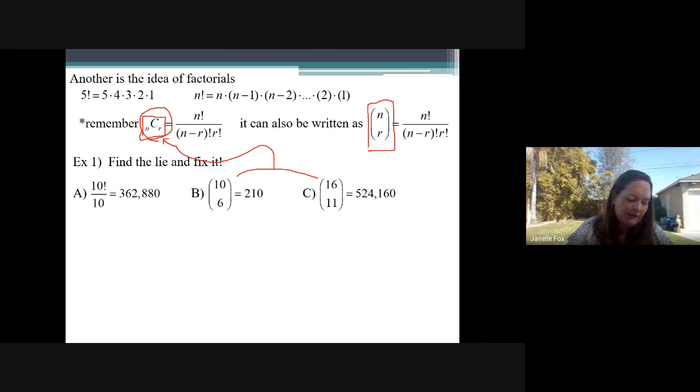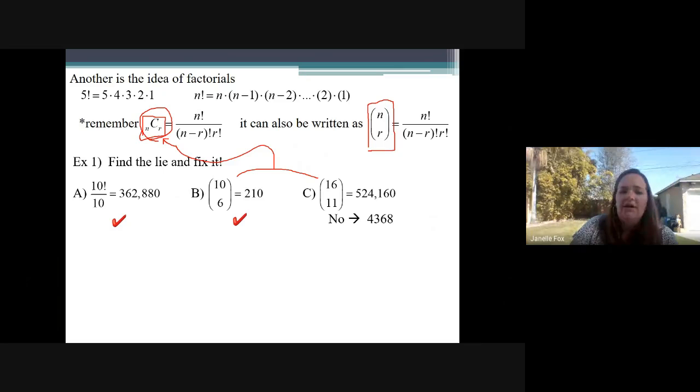And hopefully in your calculator, you were able to figure out that A was correct, B was correct, but C was not correct. The answer was supposed to be 4,368. So hopefully you were uber successful, right? Everybody did a great job on that, and we were trying to just see which one was the lie.